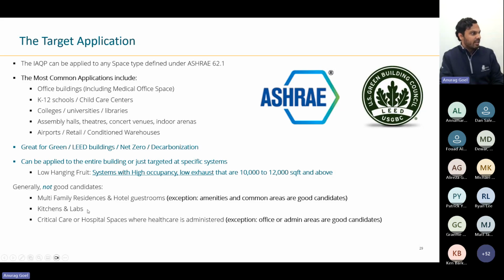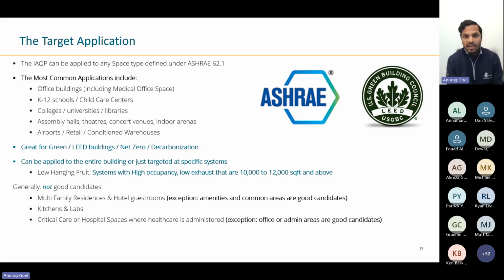And then similarly with kitchens and labs, those are also exhaust driven, require massive amounts of outdoor air to pressurize those spaces. But maybe the office spaces adjacent to the lab, or maybe the seated dining area adjacent to the kitchen could be really good systems for using the IAQP. And then hospitals, of course, they fall under ASHRAE standard 170, so hospitals would not be a good application. So everything else, apart from that, is a really good application.